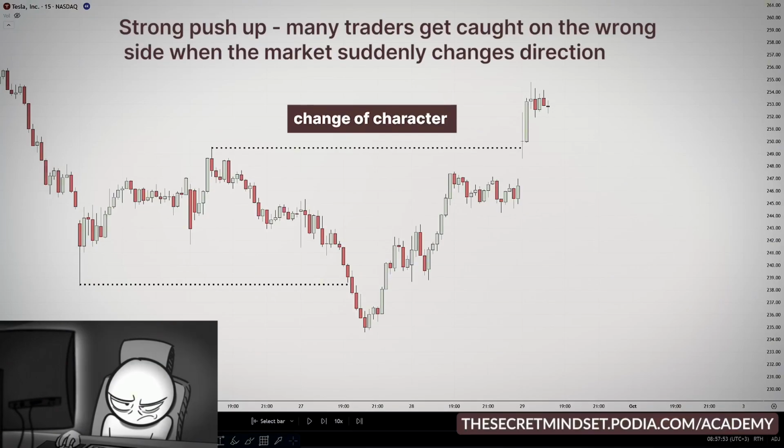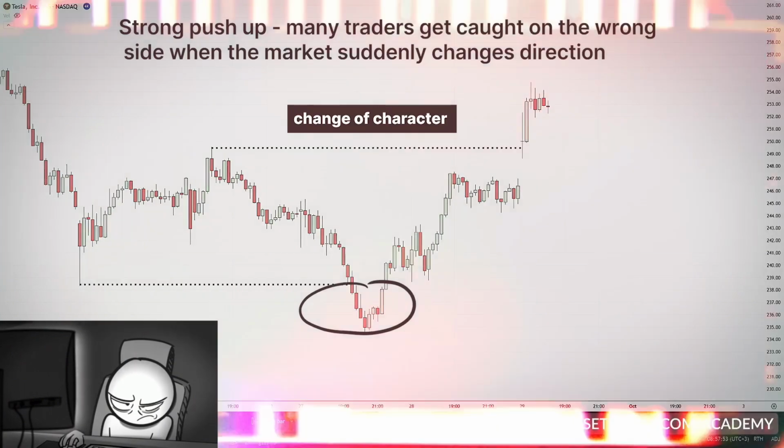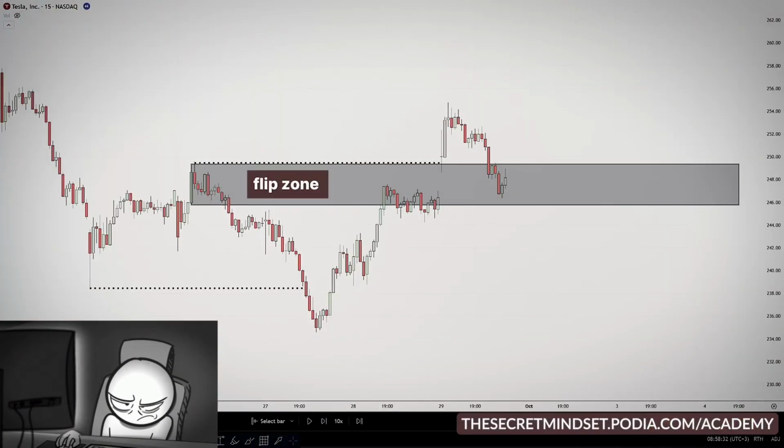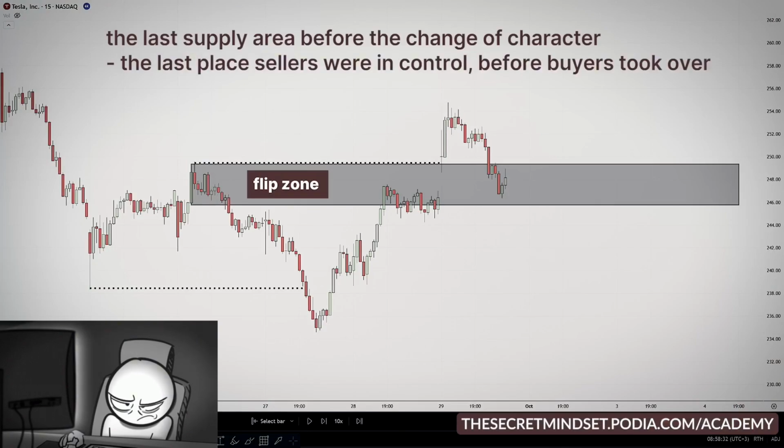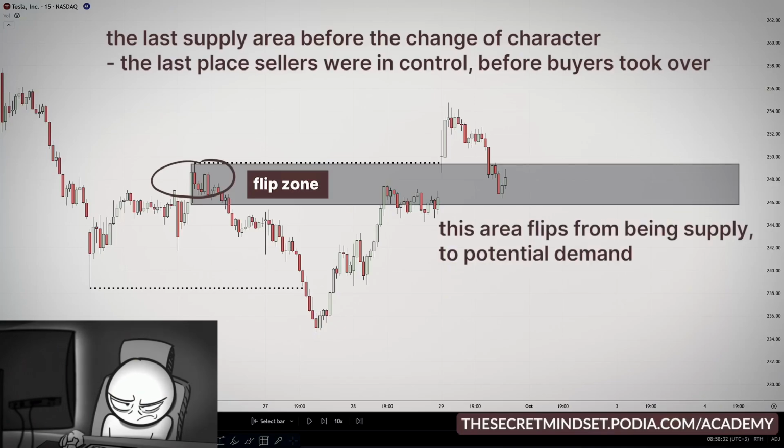Again, you need to understand the psychology behind this setup. Many traders get caught on the wrong side when the market suddenly changes direction. The third step is key. We mark the last supply area before the change of character. This area is special because it's the last place sellers were in control before buyers took over. In price action terms, this area flips from being supply to potential demand.